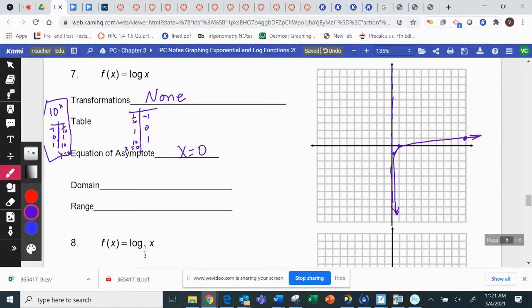The domain from left to right is not everything now. So the domain and the range switch from what they were when we did exponential. The domain is now from 0 to infinity, and the range is negative infinity to positive infinity. So those totally switch from the exponentials as well, because those are x and y's too.